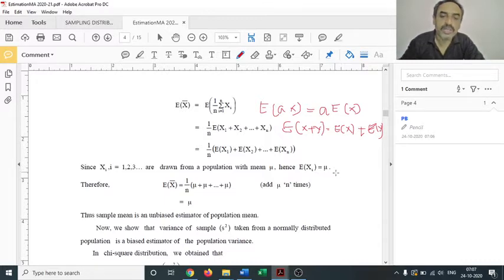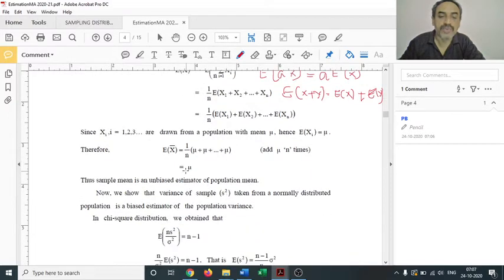So since all these x1, x2, etc., xn are coming from the same group, they will have identical features. That is, E of x1 will be mu, E of x2 will be mu, etc. All the expectations of these variables will be mu. That's why E of x bar equals 1 by n, that is a constant outside, and inside the bracket all expectations were replaced by mu.